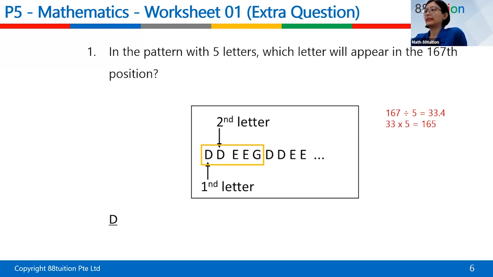Okay, you find what is the nearest number, 165. That means letter G will be the 165 position. Then after that we count by 2, because there's a remainder of 2. So after G, 2 letters after G is still D, right? Because it's DD.